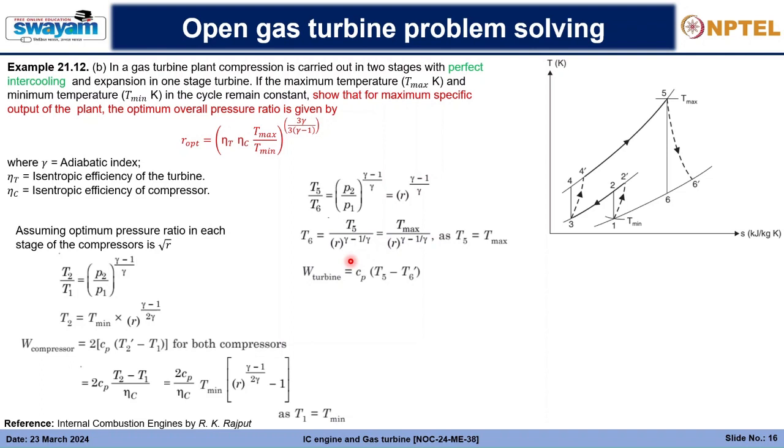So we have the work done by the turbine, Cp times (T5 minus T6 dash). Then we simply plug in these values. We will get T5 to be Tmax, and T6 dash to be Tmax divided by that amount, into eta T. Why eta T? Because T5 minus T6 dash is the lesser amount. So in order to account for the efficiency, T5 minus T6 dash will be equal to eta T into (T5 minus T6). So that's why eta T is coming.